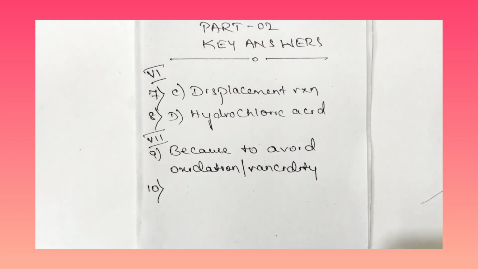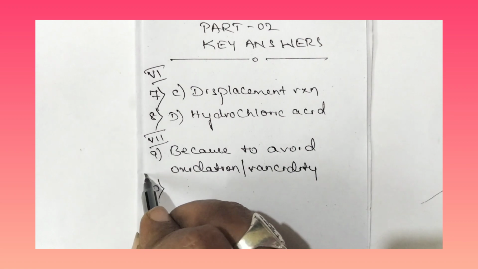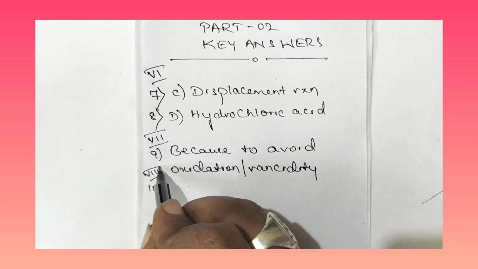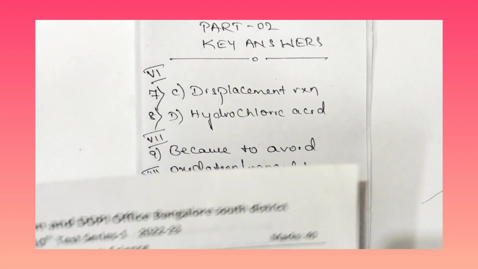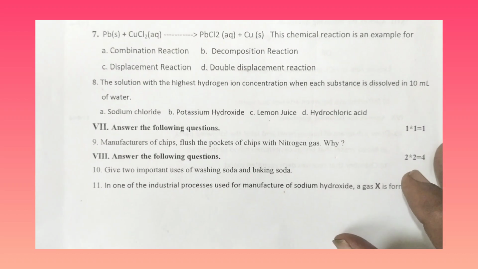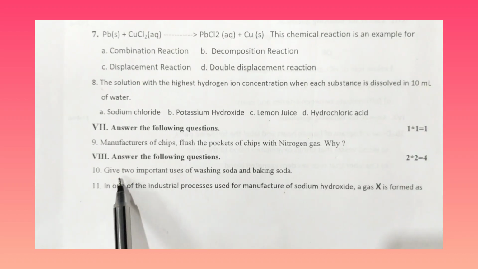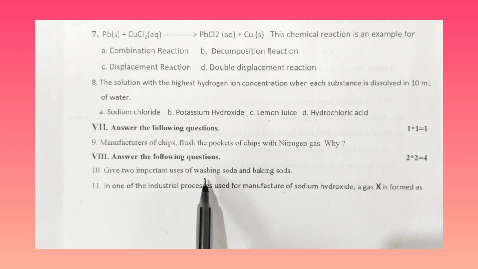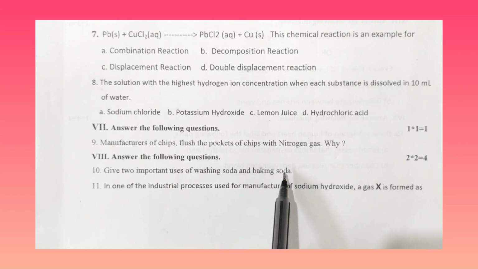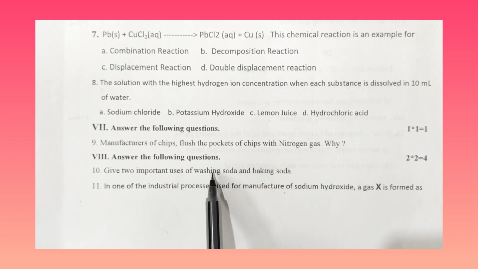So now let us move to the 8th main. Let us see the 8th main, that is 10th question. The 8th main, 10th question is, give two important uses of washing soda and baking soda. So let us give two important uses of washing soda and baking soda.